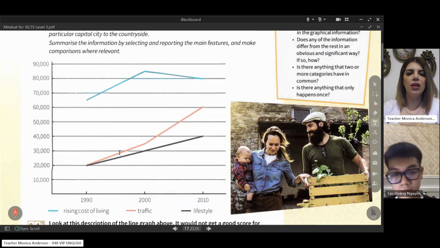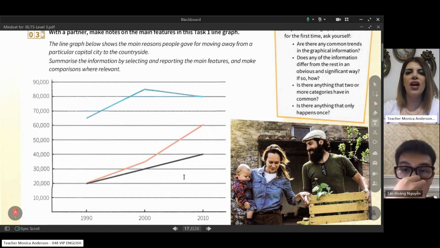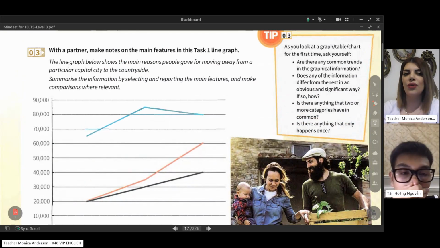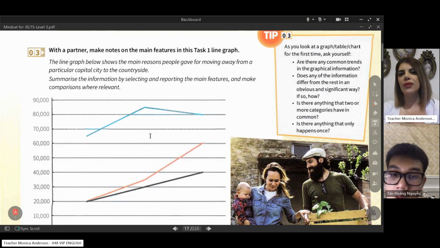As you can see, rising cost of living, traffic, and lifestyle. And what is the instruction? We need to make notes on the main features of the line graph. And the question: the line graph below shows the main reasons people gave for moving away from a particular capital city to the countryside. Summarize the information by selecting and reporting the main features and make comparisons where relevant. So why people moved to the countryside.